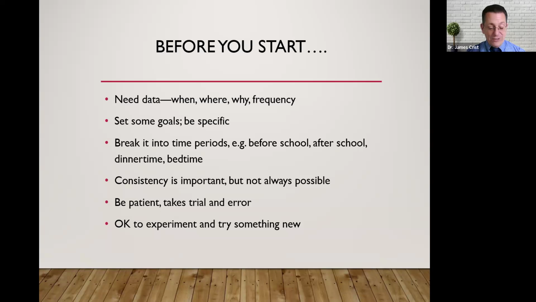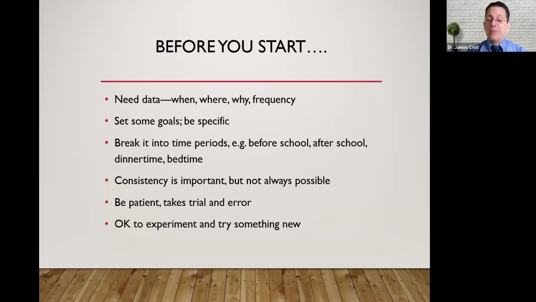One of the things I will say is that kids notice if you promise them a reward for good behavior and you forget about it, they're less likely to want to continue to do that because they think that you're unreliable. And think about it. If you were never sure if your boss paid you at the end of your week, your motivation to keep going to work is going to go down. Be patient. It takes trial and error.